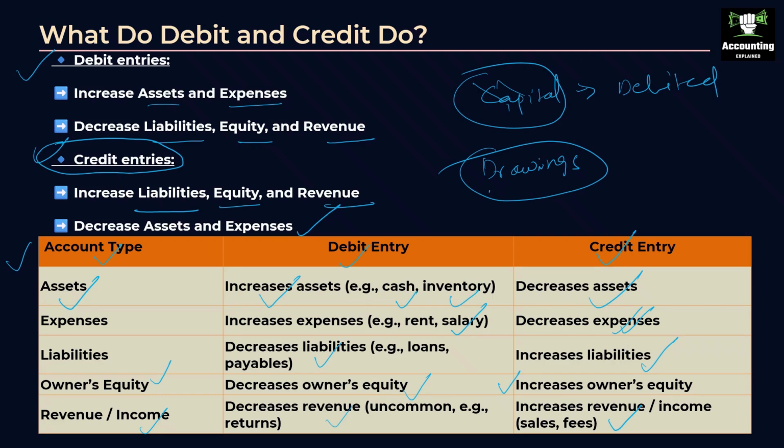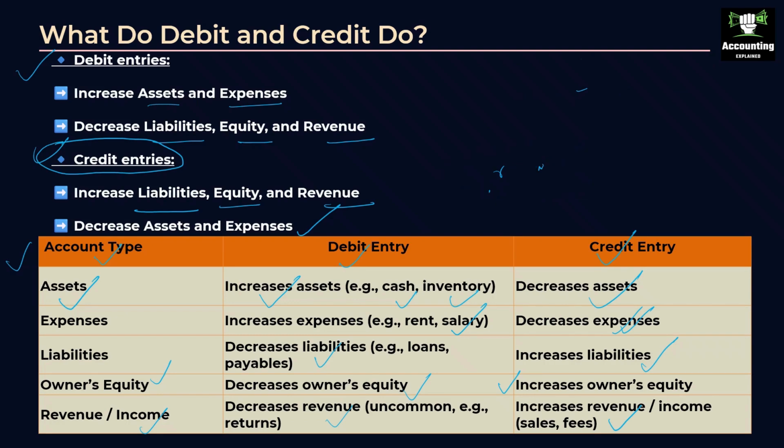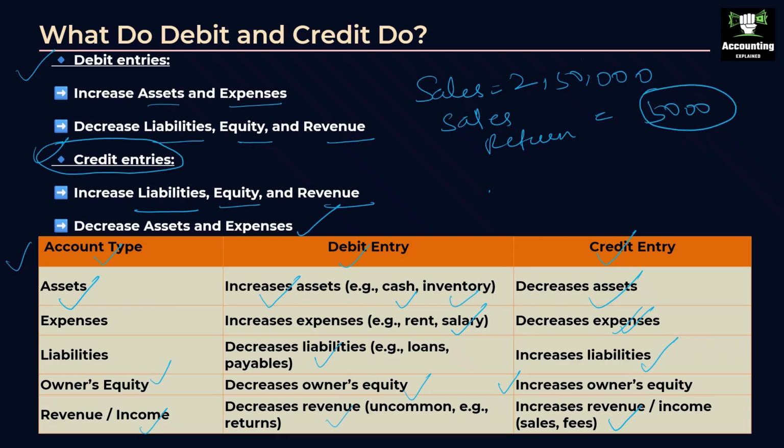When there is a decrease in revenue, this is similar to the purchase return we saw. Suppose you make sales to your customers for rupees 2,50,000 and the customers feel goods worth rupees 5,000 are not of good quality, and they return the goods to you. Sales means increase in revenue, so it will be credited. Sales return means decrease in revenue, right? You are not going to get this 5,000 rupees back. So sales return is to be debited.